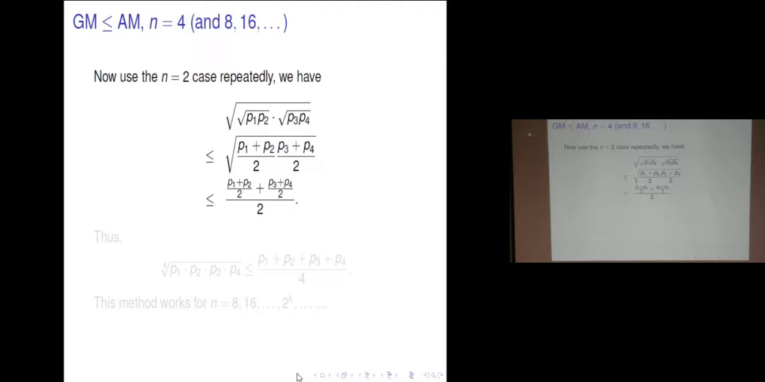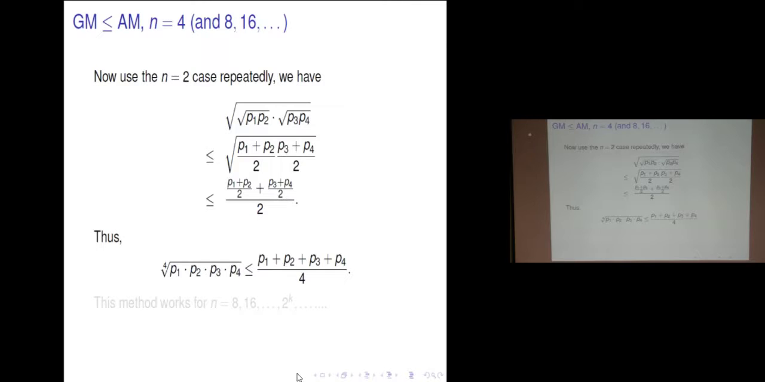Now, the guy in the middle, again, looks like a geometric mean of two numbers. One is p1 plus p2 divided by 2. The other one is this. So again, you can use geometric mean less than or equal to arithmetic mean. So you get this, right? So you have the double square root of these is less than or equal to this.